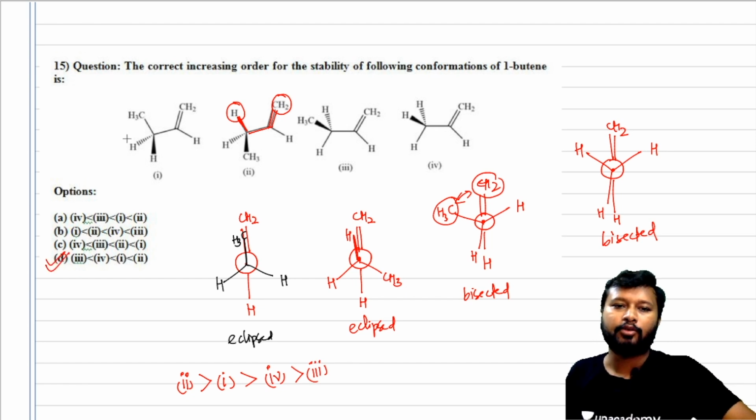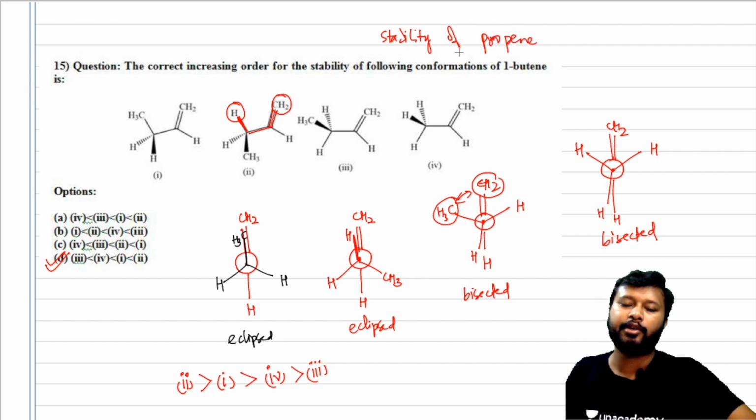Okay, so this is how the stability of alkenes is understood. I will suggest you read about the stability of propene. It's a very interesting molecule, so try to read about its stability and how hyperconjugation takes place over there. Let's take the next question now.